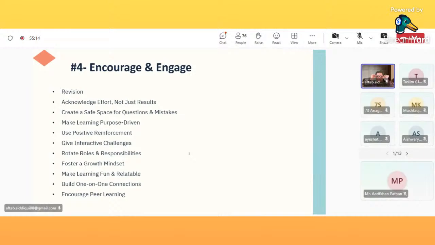Third thing that you can do is make learning purpose driven. Okay, for example, you need to connect the topic to real world pharmacy practice. For example, you need to say, the drug interaction you are learning today can save a life tomorrow.